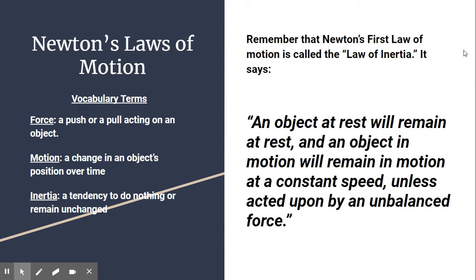If you recall from our last lesson, we learned Newton's first law of motion. It's referred to as the law of inertia. That law states that an object at rest will remain at rest, and an object in motion will remain in motion with a constant speed unless acted upon by an unbalanced force. Some key terms to make sure that you have defined in your notebook are force, motion, and inertia. If you haven't already recorded those, you might want to make sure that you have them in your notebook, as well as Newton's first law.